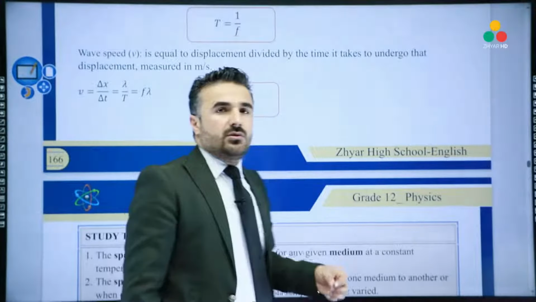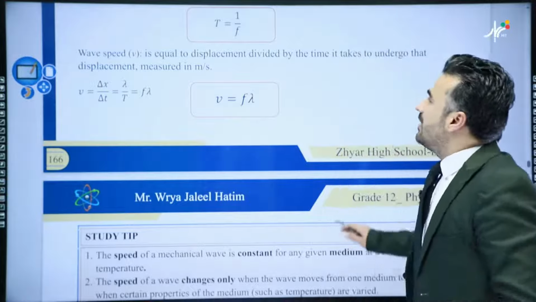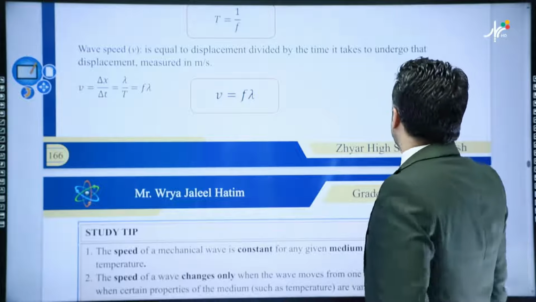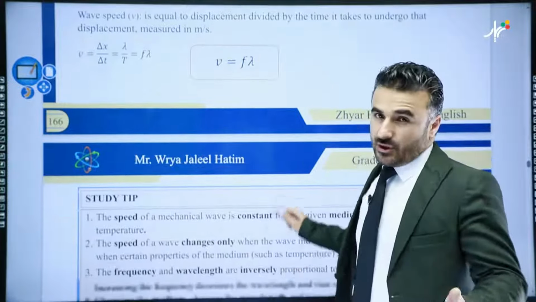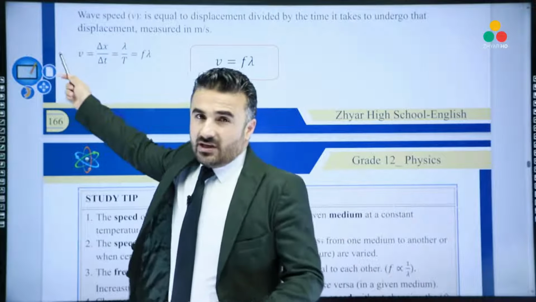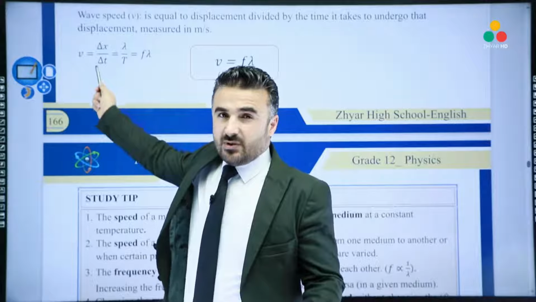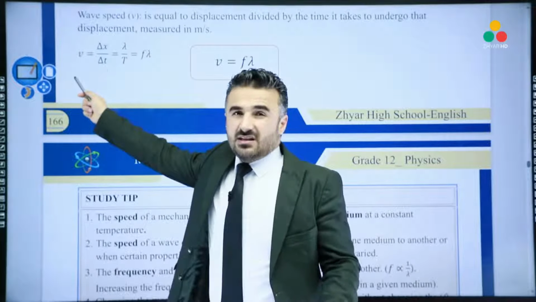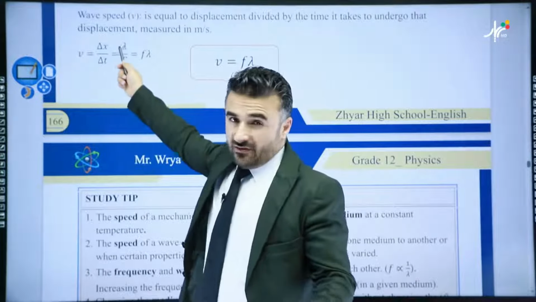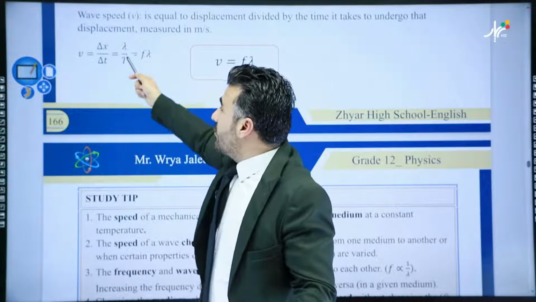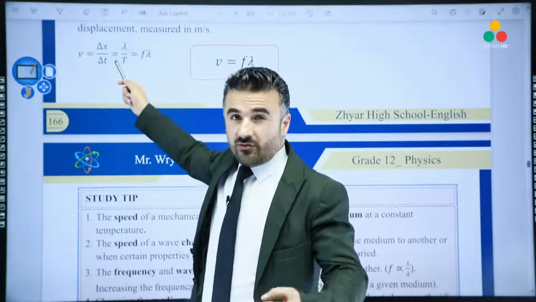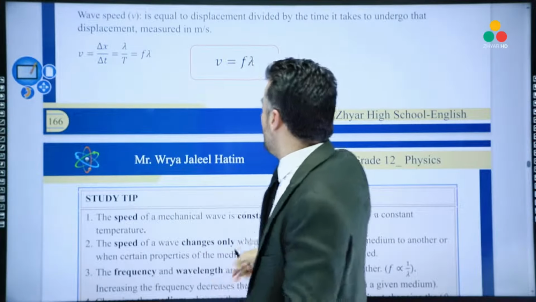Wave speed is basically equal to the displacement divided by the time it takes to undergo that displacement, which is measured in meters per second. We did talk about this. We said that velocity equals delta x, that would be the displacement, divided by the time. And then, of course, the displacement here would represent the wavelength, correct? So this wavelength divided by t, but 1 over t is the frequency, yeah? The t is the period, so 1 over t would be the frequency, so frequency times the wavelength.